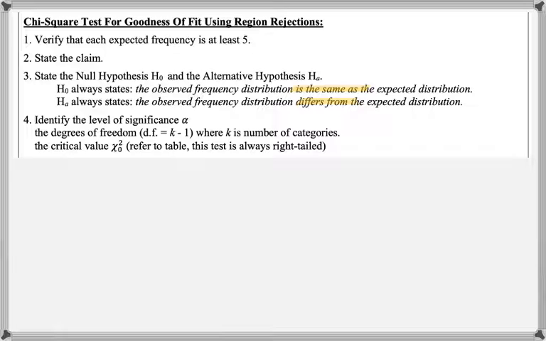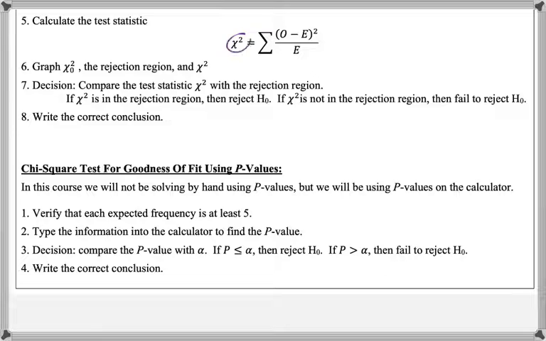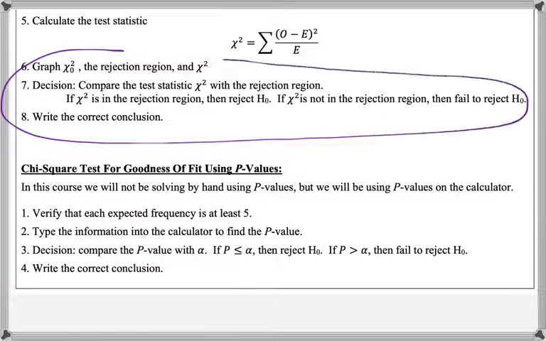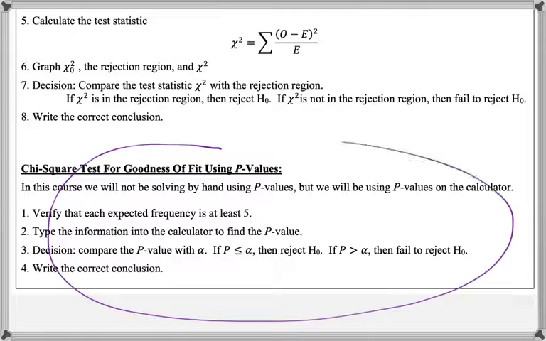Next, we have to identify the level of significance, the degrees of freedom, which are equal to k minus 1, where k is the number of categories, and the critical value. And again, the chi-square test is always right-tailed. Next, we have to calculate chi-squared, and that's equal to the sum of (observed values minus expected values) squared, divided by the expected values. Now, the rest of the steps are the same as all of the other hypothesis tests that we've done. And we will not be solving by hand using p-values, but we will be using p-values on the calculator.